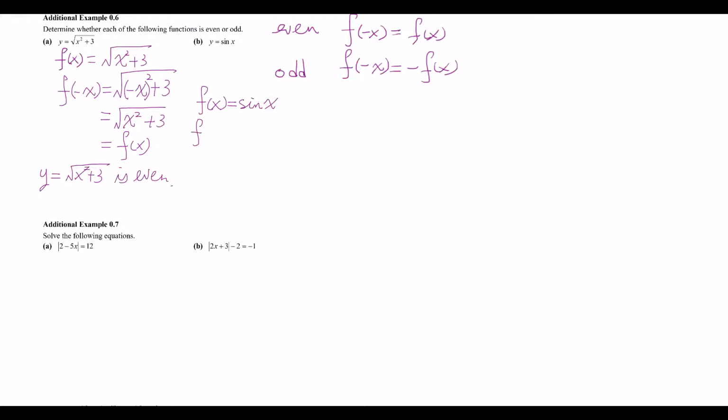And then if we have f of minus x, therefore it means sine of negative x. And then we simplify with our knowledge in trigonometry. Therefore this one becomes negative sine x. And therefore you look at that, sine x is f of x. Therefore the negative sign means it is negative of f of x. Therefore in this case there's a negative here, and therefore y equals sine x is odd.